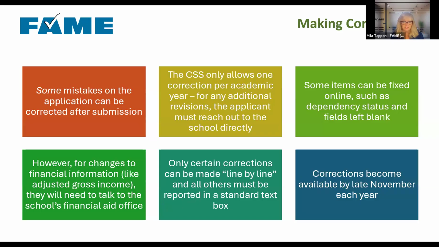Some items can be fixed online, like dependency status, or there's some fields that if they were left blank, the individual can go back in and add that information and submit a correction basically. But there's not the ability to make any changes to financial income. In all cases, when it comes to financial income, they're going to need to reach out to the school directly. So there are cases where they can't make a line by line correction, but they can put in content into a standard text box.